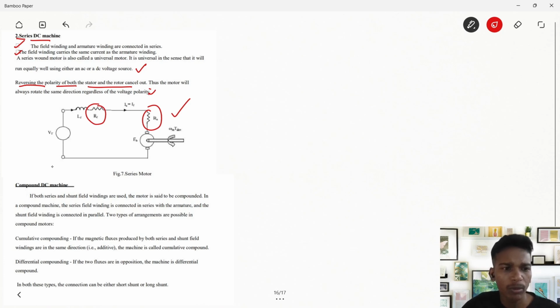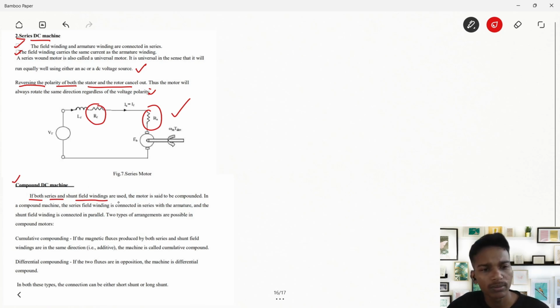And we have another type of DC machine known as the compound DC machine. If both series and shunt field windings are used in one configuration, the motor is said to be a compound motor. In a compound machine, the series field winding is connected in series with the armature, and the shunt field winding is connected in parallel. Two types of arrangements are possible in compound motors.